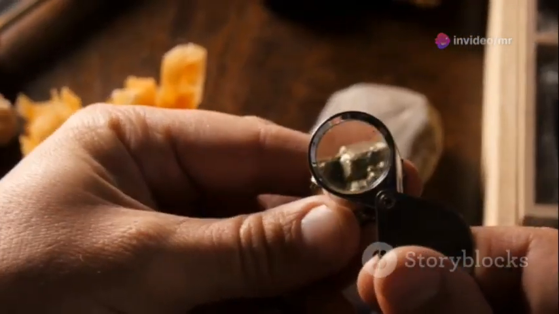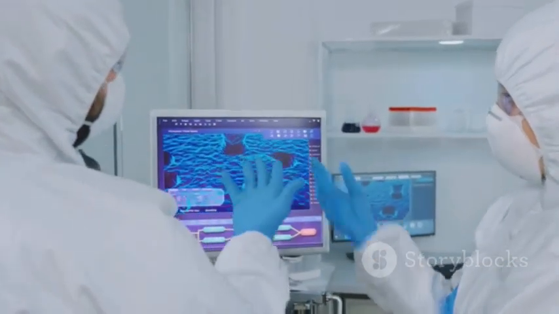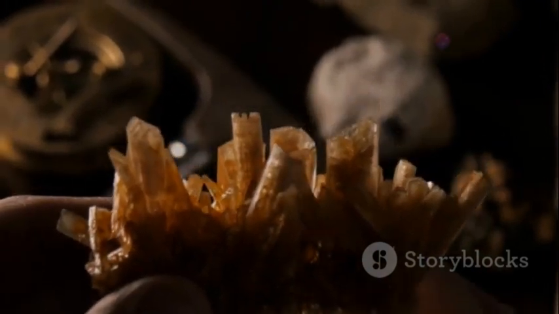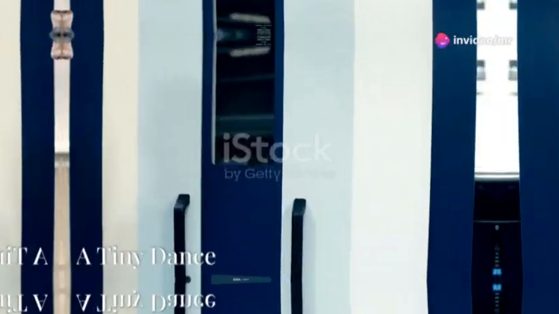XRD is like a powerful detective tool. It helps us identify unknown materials and figure out what they're made of. It also tells us about the size, shape, and arrangement of tiny crystals within a material. Pretty neat, huh?